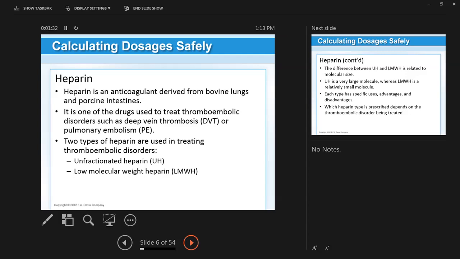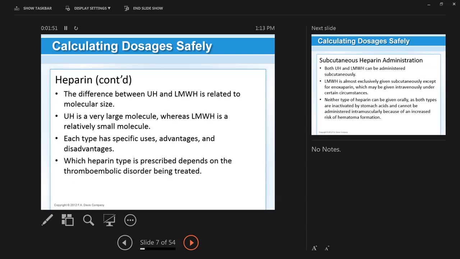When we talk about the low molecular weight heparin, we most often hear it in practice as enoxaparin, and the trade name for that is Lovenox. So the low molecular weight heparin is the Lovenox or the enoxaparin, and the unfractionated heparin is most often just referred to as heparin. The main difference between these two types is their molecule size. The unfractionated heparin is a very large molecule, and the enoxaparin is a very small molecule. The type of heparin that they will prescribe depends on your client's diagnosis and their condition.